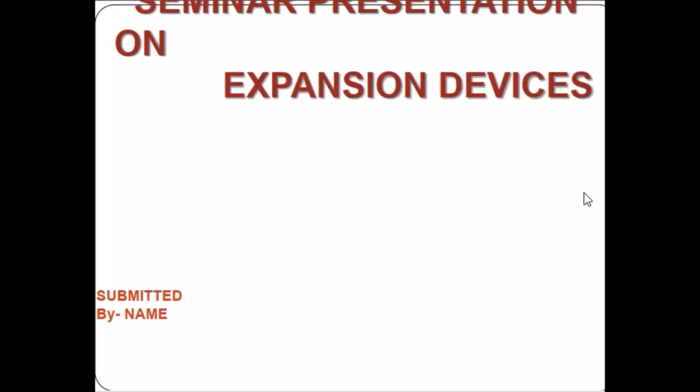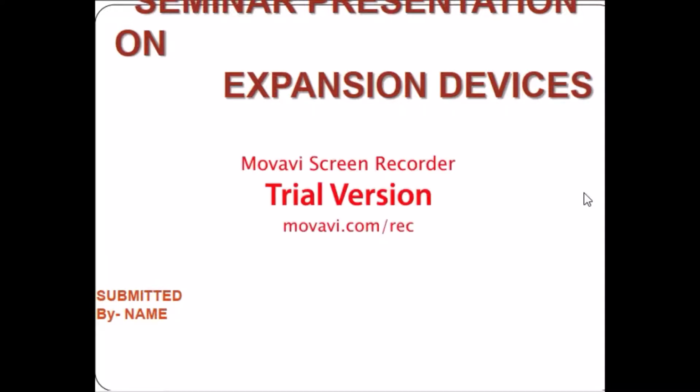We are already in week 7, correct? So the topic we'll cover in week 7 is the expansion device. This is one part of the HVAC system.